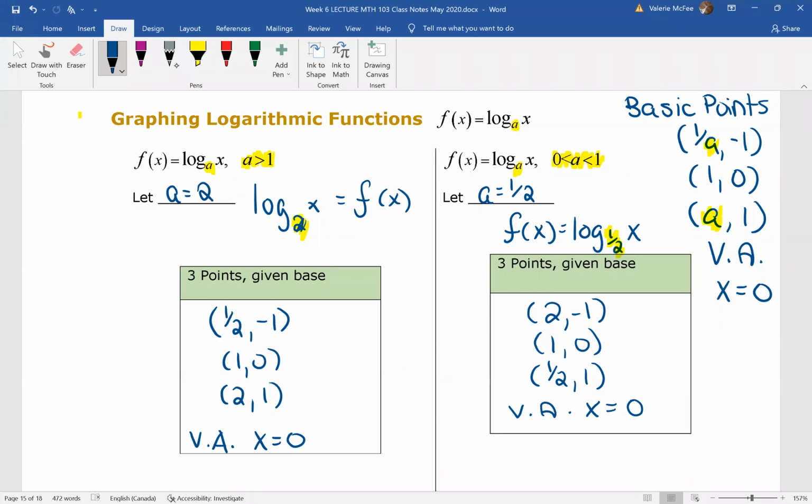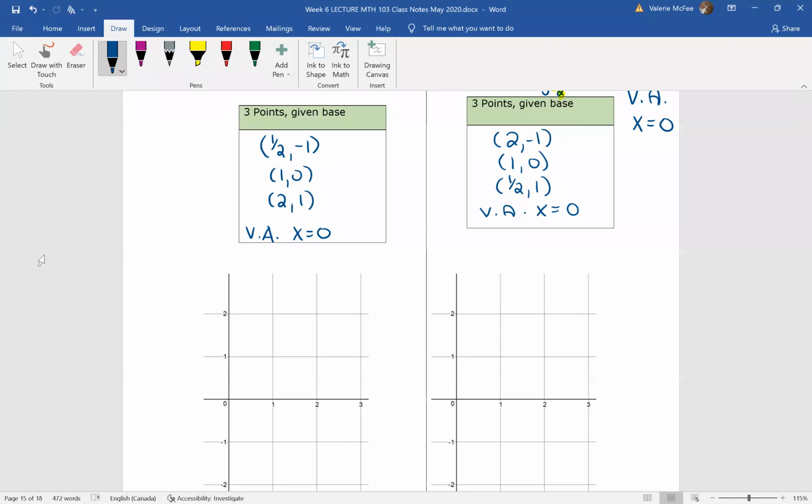Back in week 2, when we looked at basic function graphs, I suggested you memorize key points for the graphs. I hope you can see that now for these exponential function graphs and these log function graphs, it's very important that you have these basic or key points memorized. Why don't you take a minute and graph each of these functions?